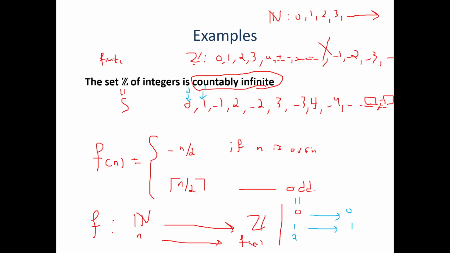Remember, this is from the set N going all the way to the set Z. Now for 2, well, f of 2, 2 is even, minus 2 over 2 takes me to minus 1. That's what I want. 2 takes me to minus 1. Moving on very quickly, 3 is odd, 3 over 2 is 1.5, the ceiling of that is going to be 2. So 3 takes me to 2. And if you keep going, 4 is going to give me minus 2, 5 is this, and so on.